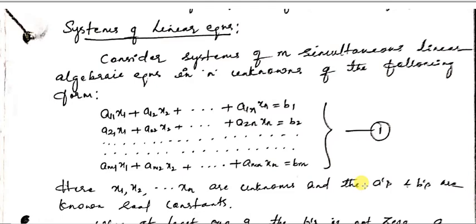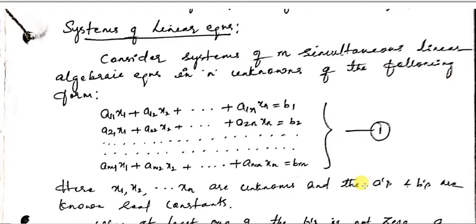Next, I'll discuss the system of linear equations: how to find the solutions of homogeneous or non-homogeneous systems of equations by transforming them into a matrix equation and applying a set of elementary row transformations. First, let me define what we mean by a system of linear equations.